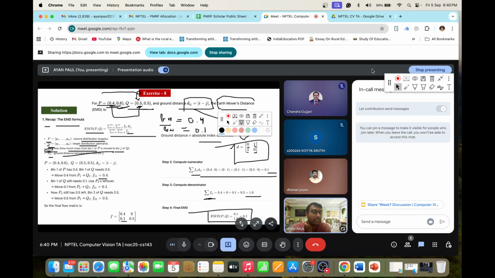Now that 0.1 cannot be taken from 0.4, it is already used up. That 0.1 can be taken from 0.6, right? So that is why F21 is 0.1. Now about the next thing.